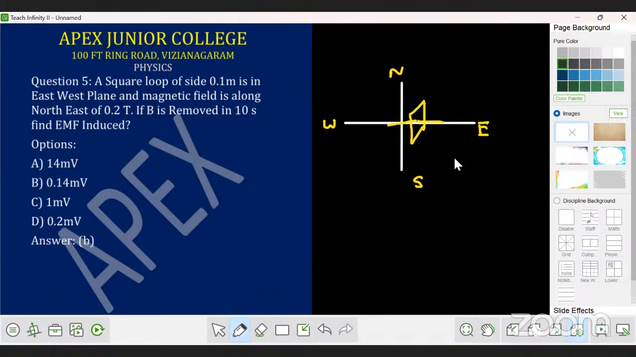Okay. So area is also given. Area direction is along east, let me consider. Next, how is the magnetic field given? Northeast of 0.2 Tesla. Northeast means between north and east, exactly in between north and east, making 45 degrees with east. So the magnetic field will be 0.2 Tesla. Now the question is, if B is removed completely within 10 seconds, then find the EMF.